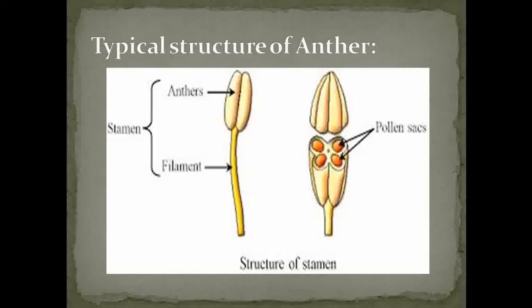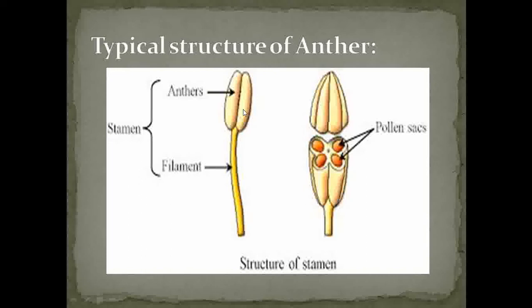Before starting the process of microsporogenesis, we must know a typical structure of the anther. See that this one is the typical structure of an anther. It shows the presence of a stalk, and the elongated stalk of that anther is called the filament. The tip of the filament shows the presence of sac-like lobe structures. This one is called the anthers.